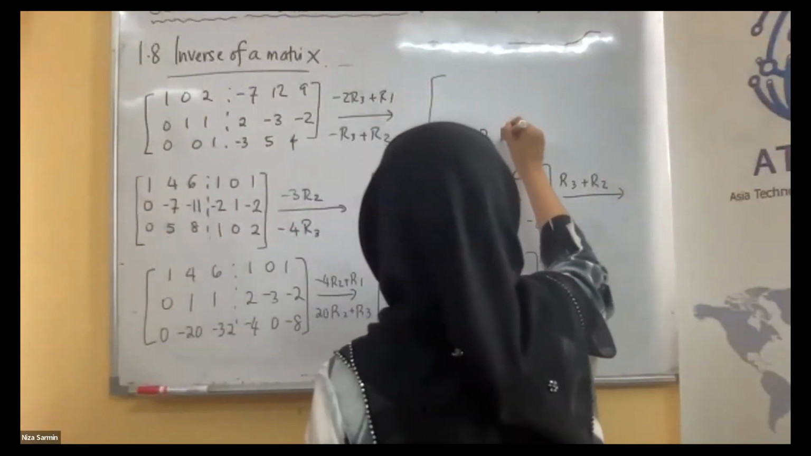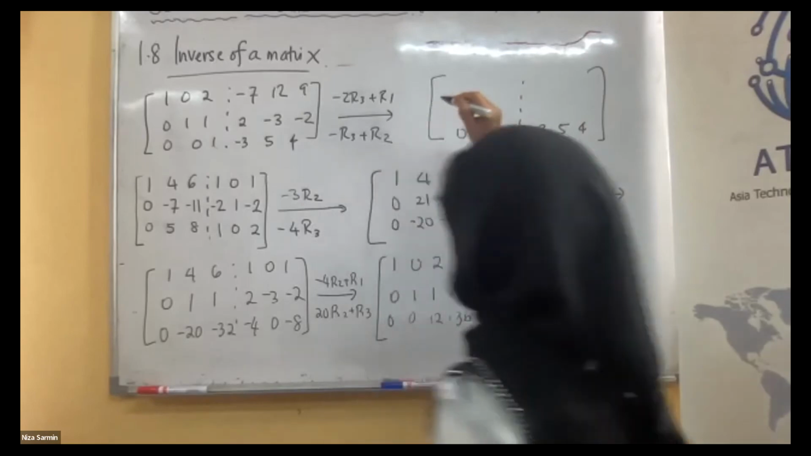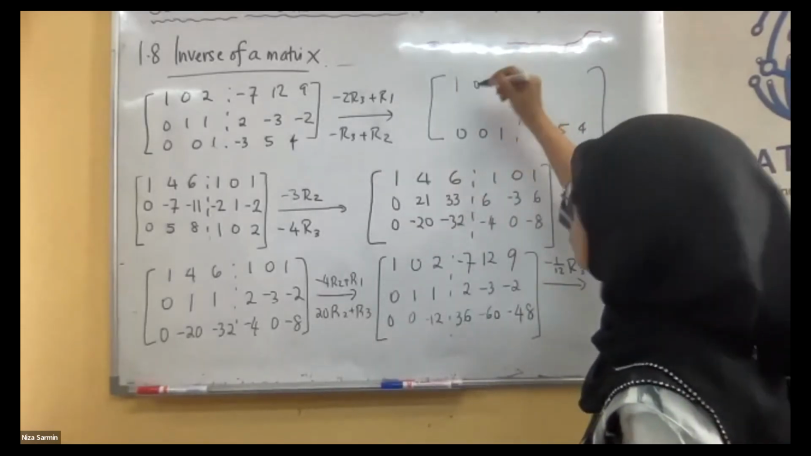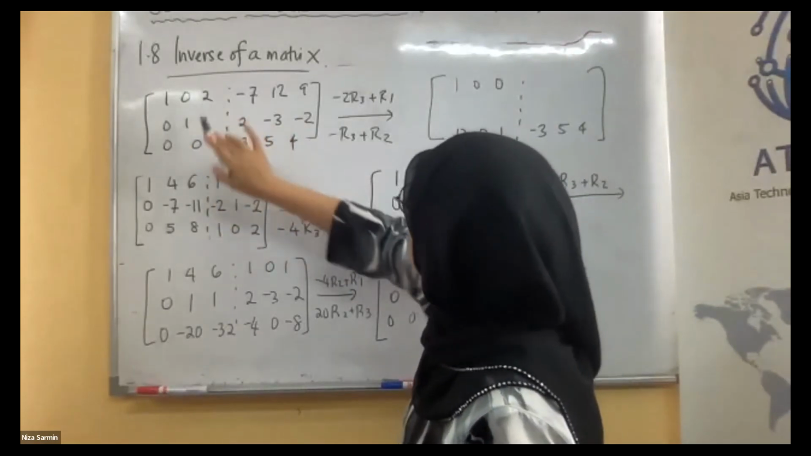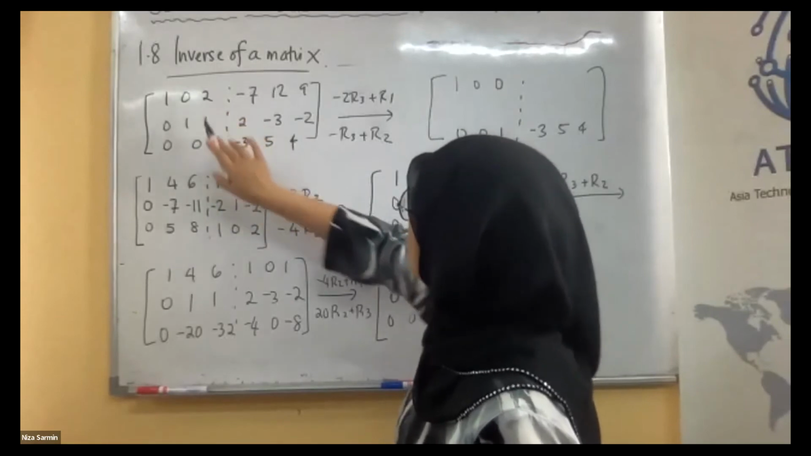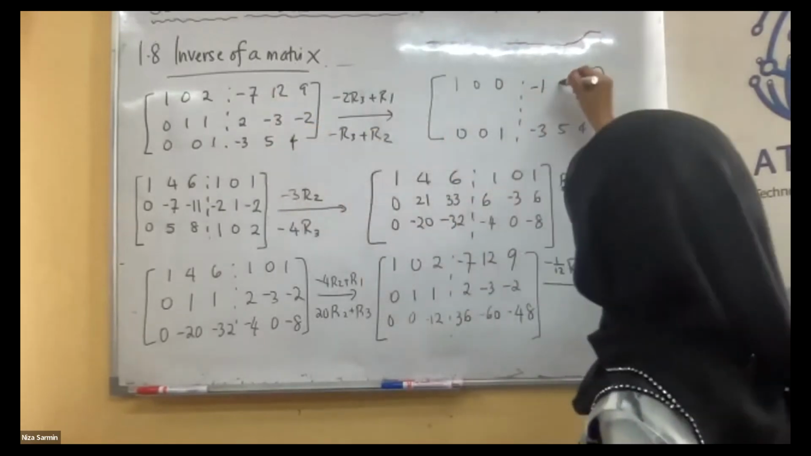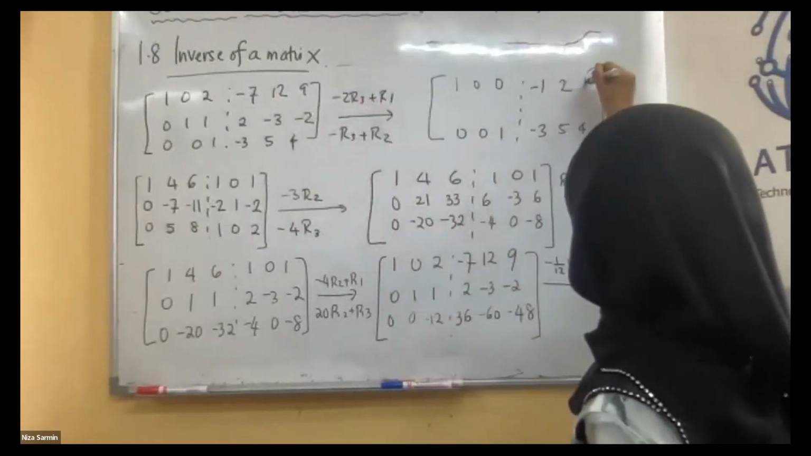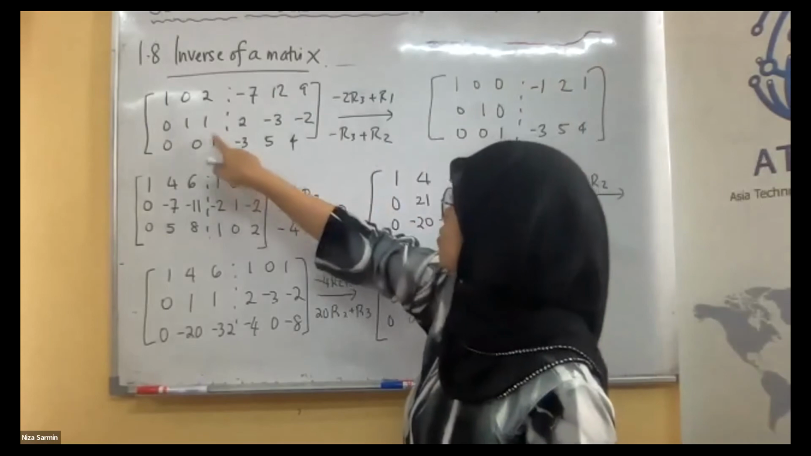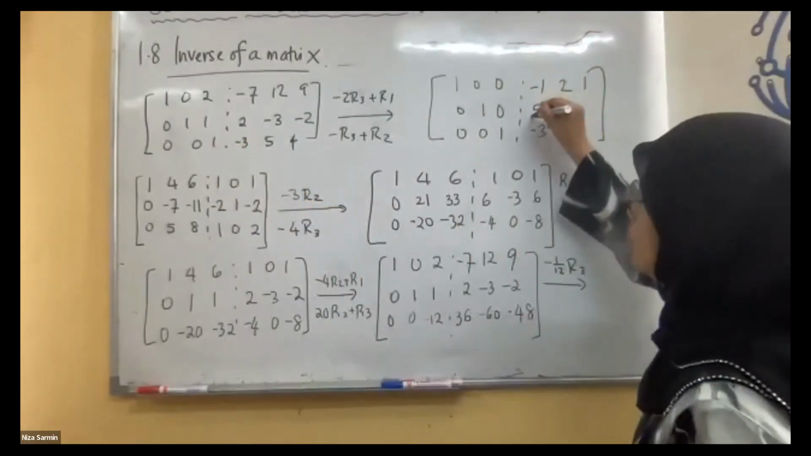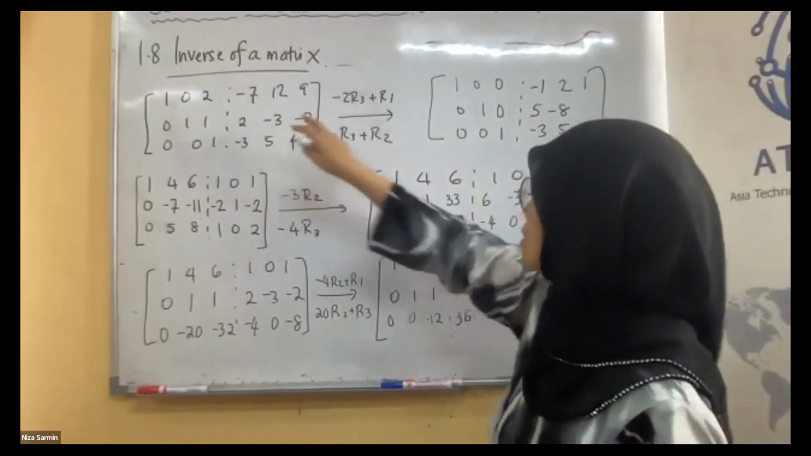So 0, 0, 1, negative 3, 5, 4. Okay, so negative 2 row 3 plus row 1, 1, 0, 0. For this one, negative 2 plus negative 2, negative 10 plus, negative 8 plus. Then this has to be 0, 1, 0. Then just negative and add. So you get 5, negative 8, negative 6.